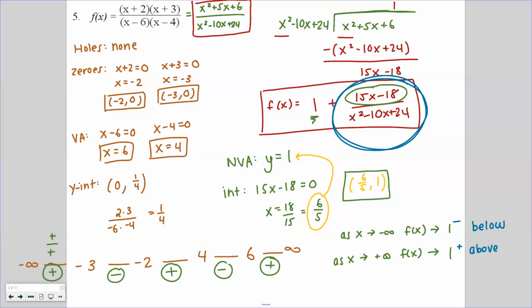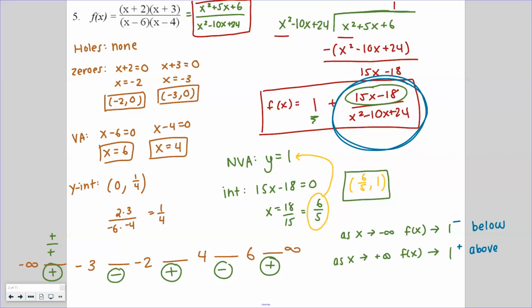How did you figure out that it's approaching from below again? Okay, so go back to the whole remainder after the long division, which is that whole piece I've circled in blue, that whole fraction, and plug in a really negative number first. As x approaches negative infinity, 15x minus 18 over x squared minus 10x plus 24 gets really negative. Okay. And so because that value is negative, it's going to be approaching from below.